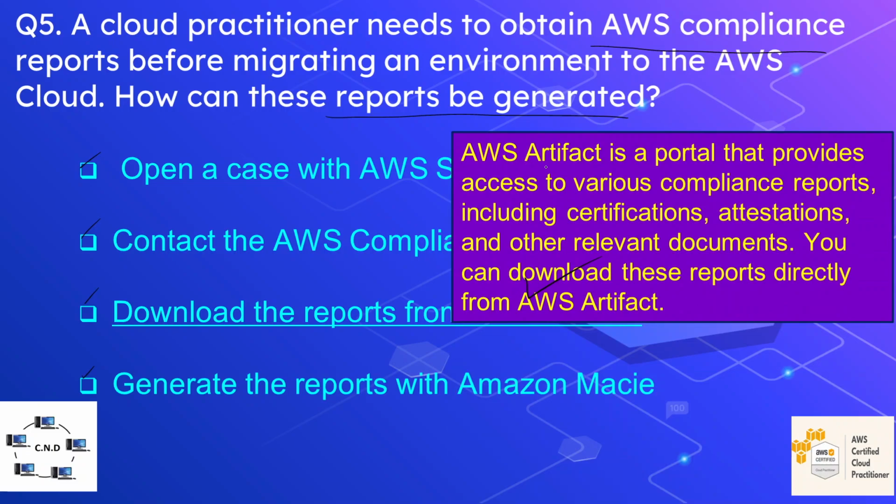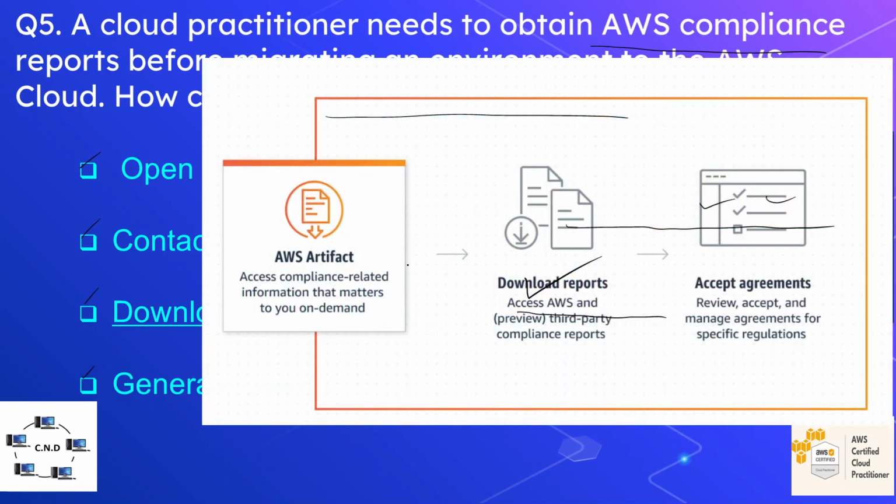And what is AWS Artifact? It is a portal that provides access to various compliance reports, including certifications, attestations, and other relevant documents. You can download these reports directly from AWS Artifact. So it is a portal where you can download these different types of compliance reports. Here we can see that AWS provides downloads of reports such as third-party compliance reports, and it can also be used for accepting agreements.